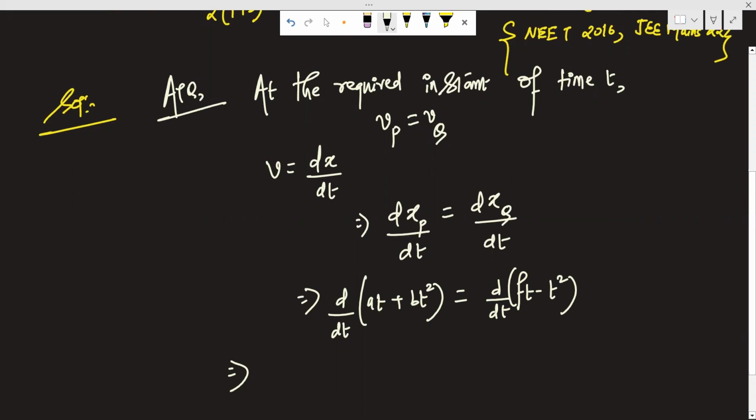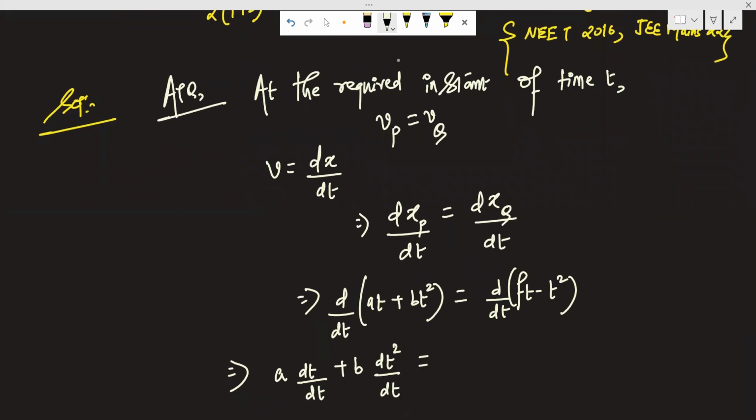So this will be a constant, derivative of t, plus b constant, derivative of t square, equals f constant, derivative of t, minus derivative of t square.